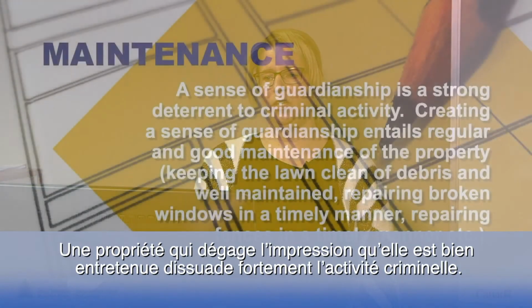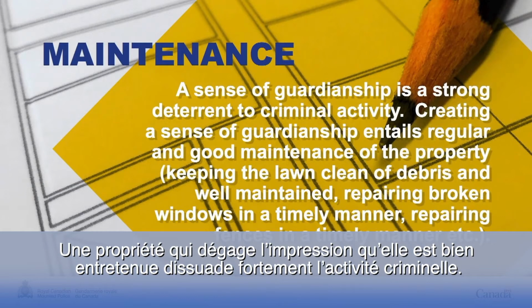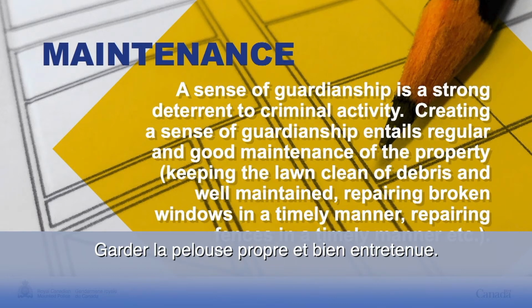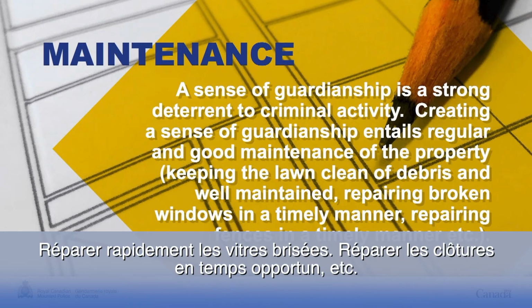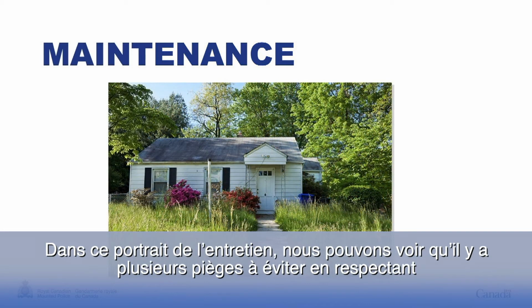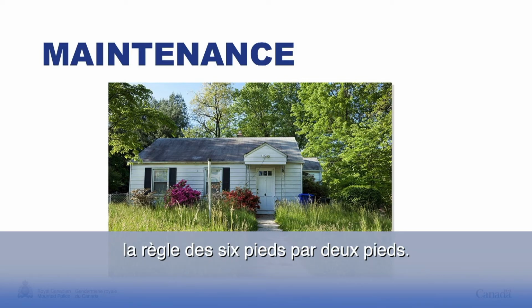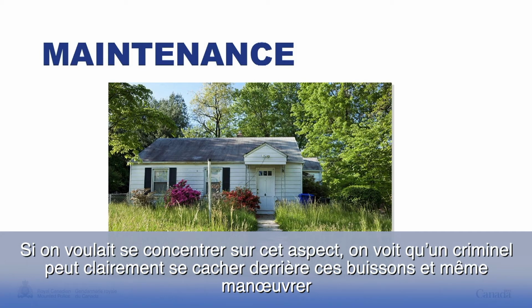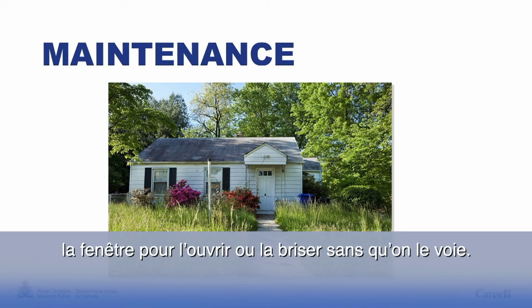Maintenance. A sense of guardianship is a strong deterrent to criminal activity. Creating a sense of guardianship entails regular and good maintenance of the property. Keeping the lawn clean of debris and well maintained, repairing broken windows in a timely manner, repairing fences in a timely manner, etc. In this image, for maintenance, we can see that there are quite a few ambush points that need to be dealt with, following the 6 feet by 2 feet rule, specifically focusing on the shrubbery that is directly in front of the house, near the windows. If we were to focus on this, you can see that a criminal can clearly hide behind these bushes and even maneuver the window open or break it without being seen.